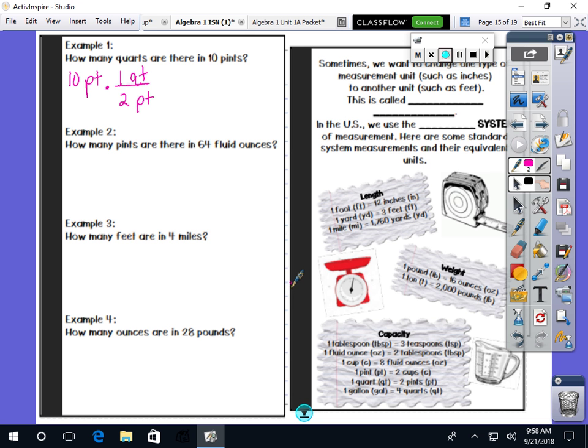Okay, does everybody see what I did? Now we're finished with our conversion chain because we've made it to our goal. Our goal was to get to quarts, and we've made it. See how we've made it to quarts? Now, these cancel each other out because remember, anything on top and bottom is just 1, so you can cancel it out. And now we just simplify. 10 times 1 is in the top, which is 10. The only thing in the denominator is a 2, and then that reduces to a 5. So that means in 10 pints, there's 5 quarts.